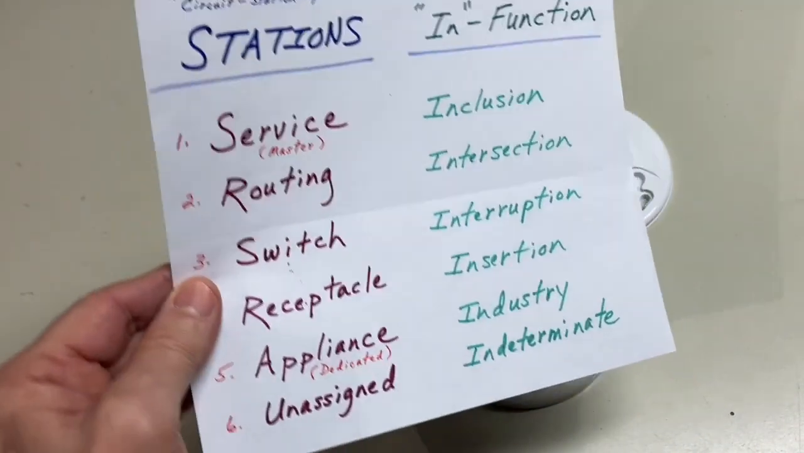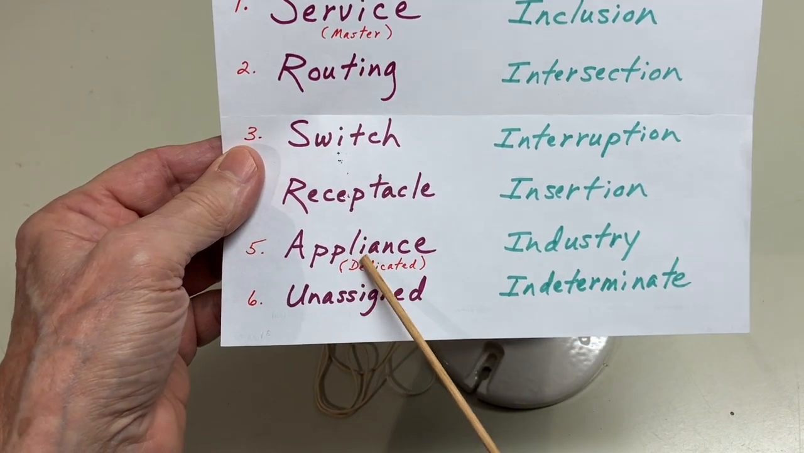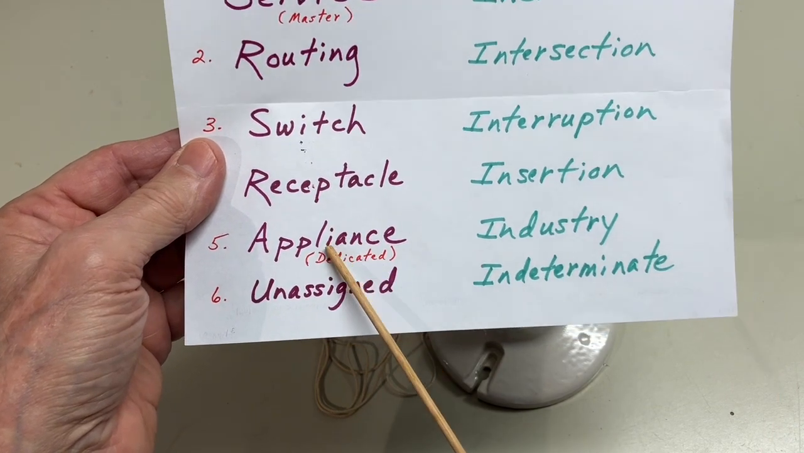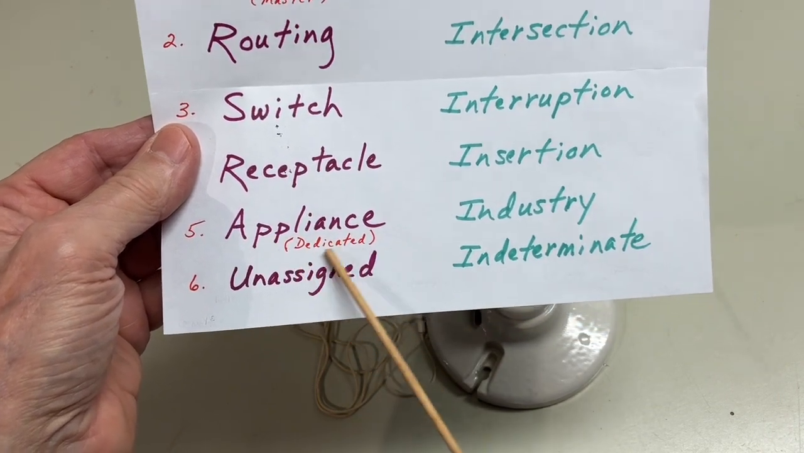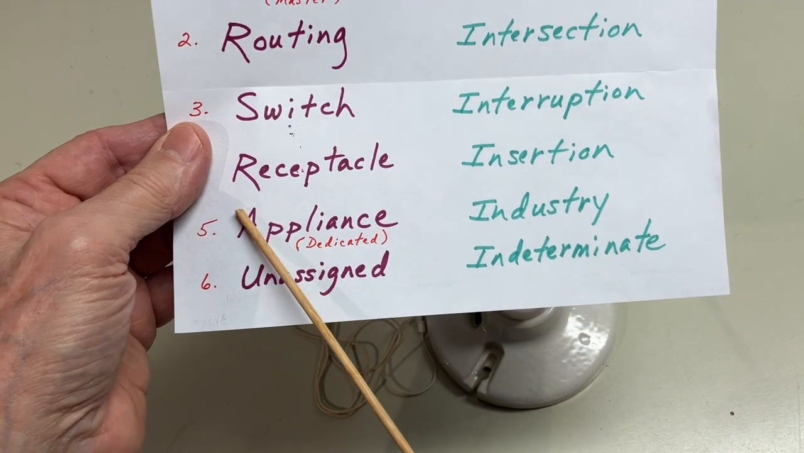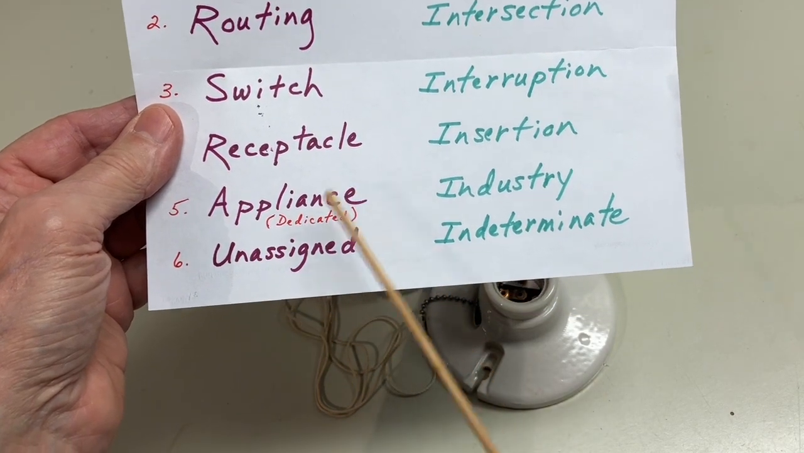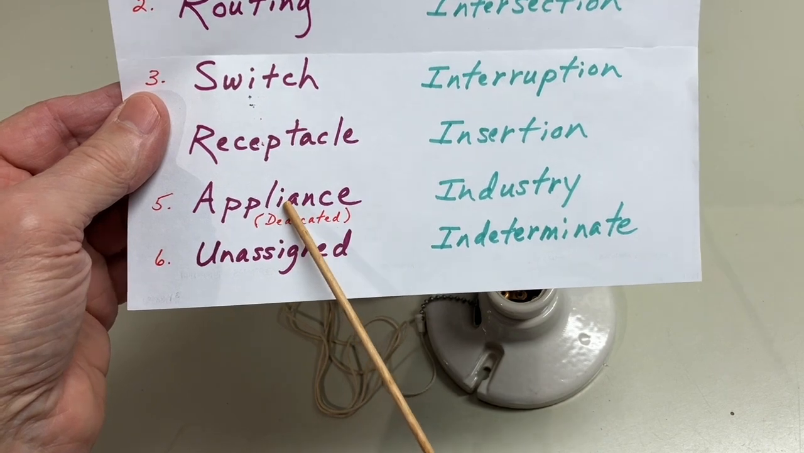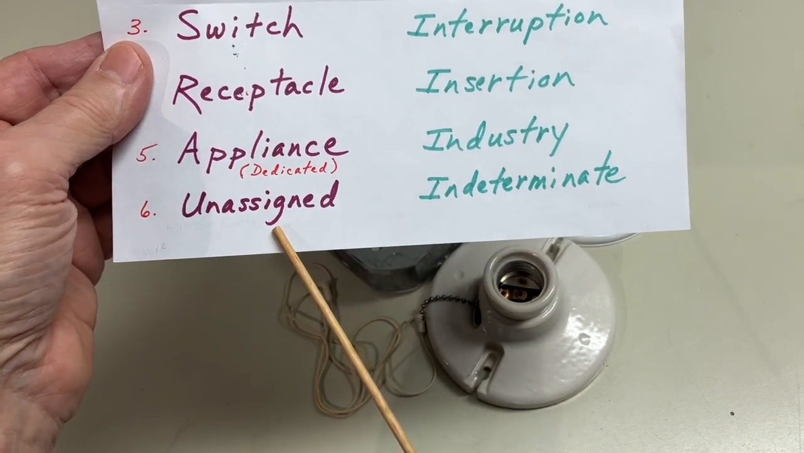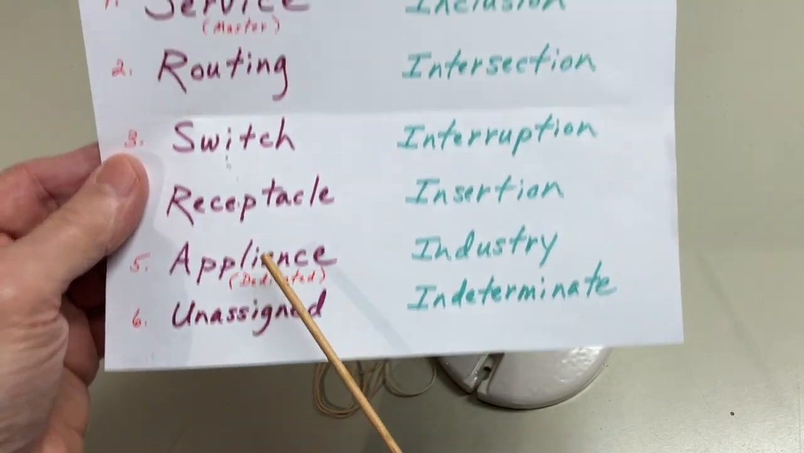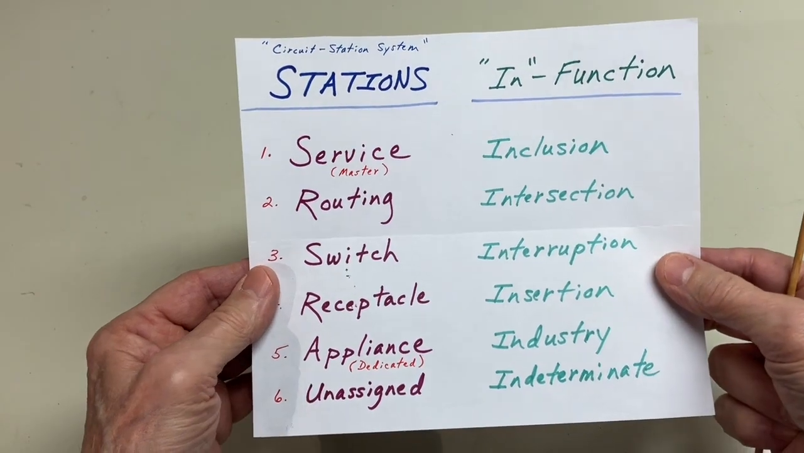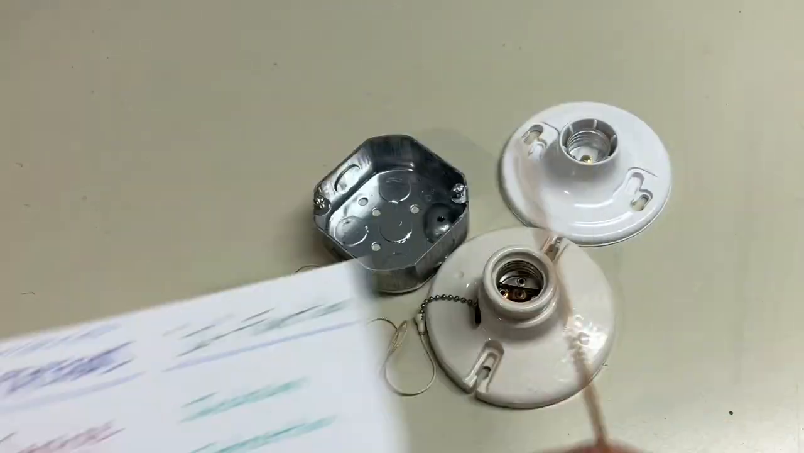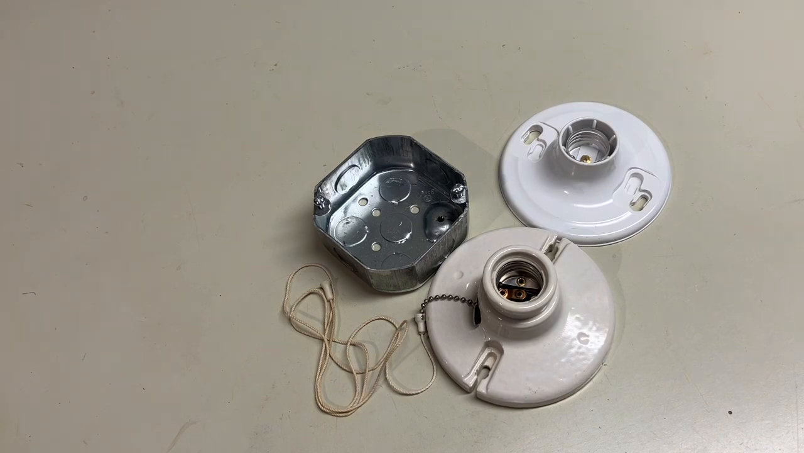I don't have an example to show you of an appliance station because my appliance stations are concealed. For example, my cooktop, I can't show you that because I'd have to take the drawers out of the cabinets to get to it. But I have appliance stations, but I can't show them. And then I have no unassigned stations. In other words, all the stations in my home are assigned and they're being used, they're powered up and they're being used. But while I'm here, I wanted to show you this.